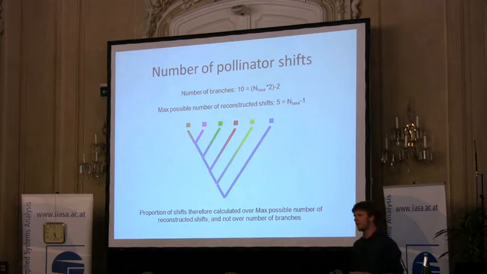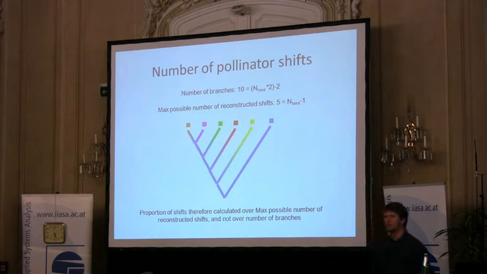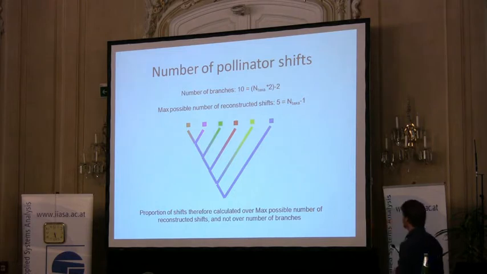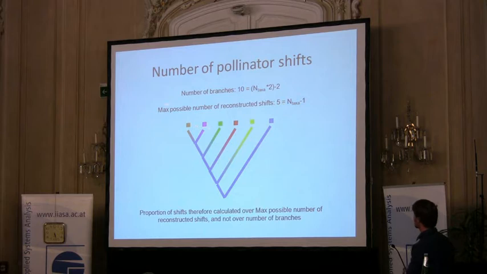Now, there are really two ways of looking at this. The most intuitive way would be to express the frequency as a proportion of the total number of branches in a tree. In this example, there's a tree with 6 terminal taxa that each have a different pollinator represented by a different color. So this is sort of the most extreme example where you would have a maximum amount of shifts. However, if you reconstruct the number of shifts on this tree, you'll only find a number of shifts which is the number of taxa minus 1.